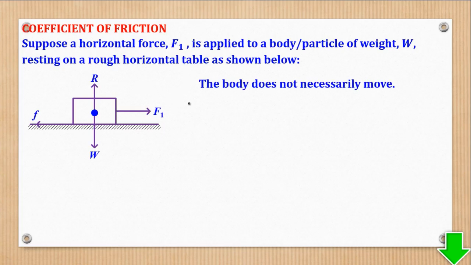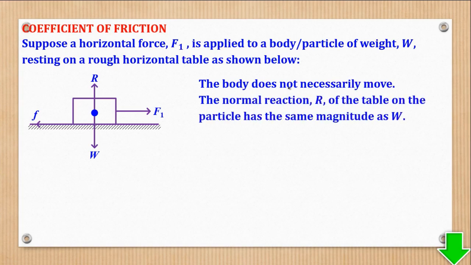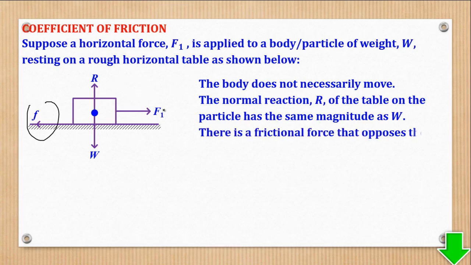So the body does not necessarily move. And 2, the normal reaction of the table on the particle is the same as the weight. I think we saw that in Newton's third law of motion. Then you also see here there is friction. So there is friction force that opposes motion, or that opposes the applied force. So applied force in this direction to the right, friction is to the left. Just as we already seen that friction opposes motion.